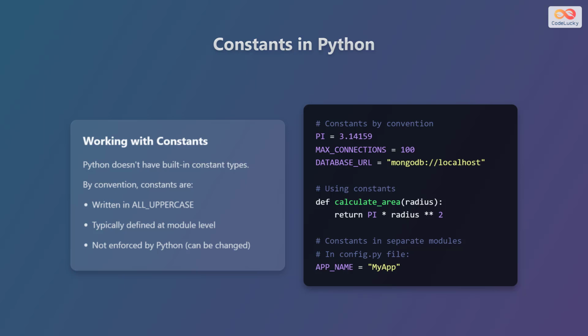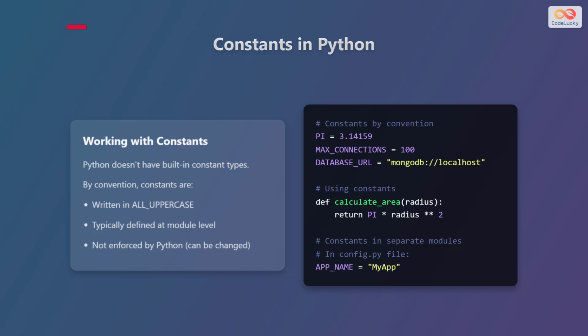Constants are variables whose values should not be changed after they are assigned. However, Python does not have built-in constant types, so constants are typically defined by convention. By convention, constants are written in all uppercase letters, and they are typically defined at the module level. However, it is important to note that this is just a convention, and Python does not enforce it. This means that constants can still be changed after they are assigned.